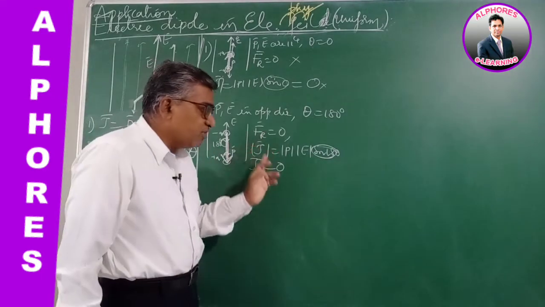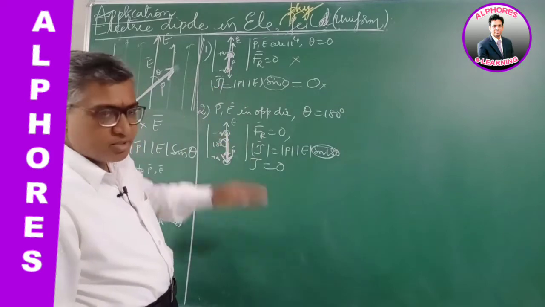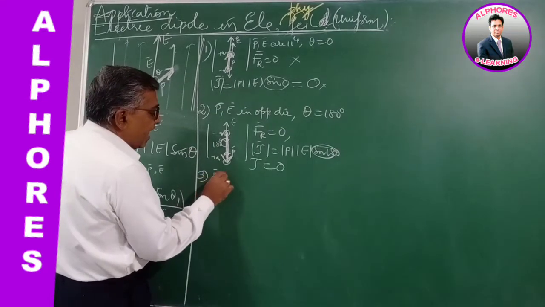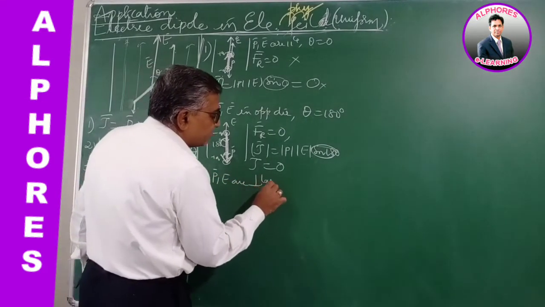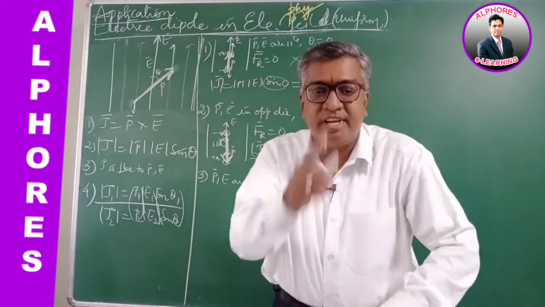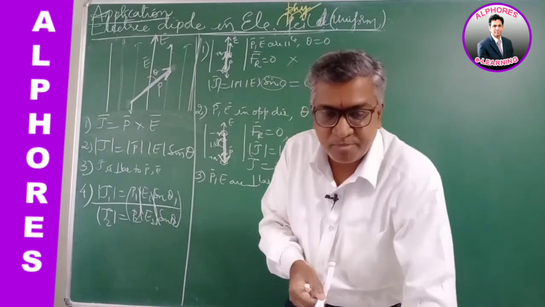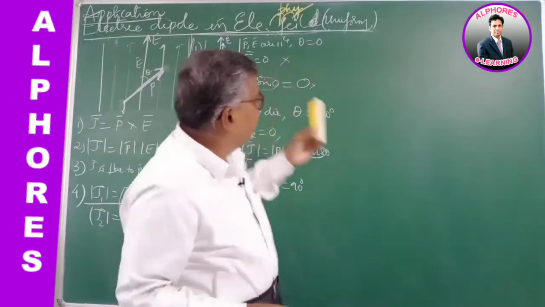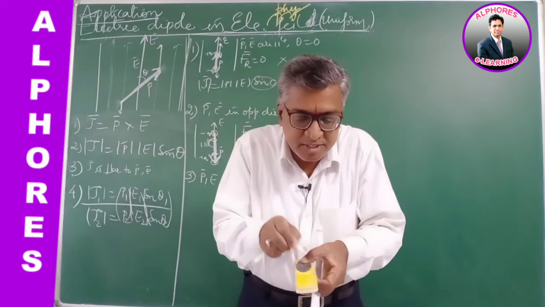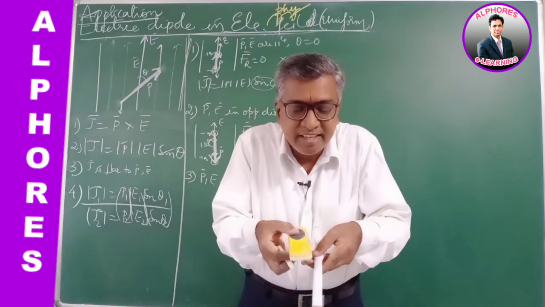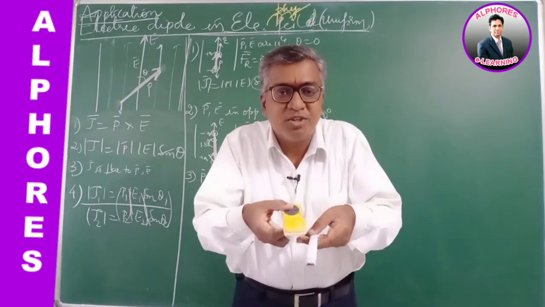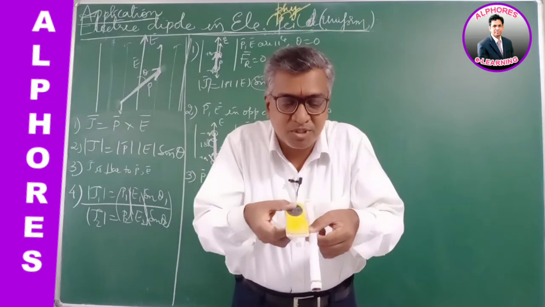So force is 0, torque is 0. Neither linear motion nor rotational motion. Equilibrium. Third case, case 3: if P and E are perpendicular, theta is 90 degrees. A dipole is suspended perpendicular to the electric field. In the first case, the field is like this, and the dipole is also in the same direction, minus Q and plus Q. So it neither moves forward nor backward, and it neither turns this way nor that way. It remains as it is.